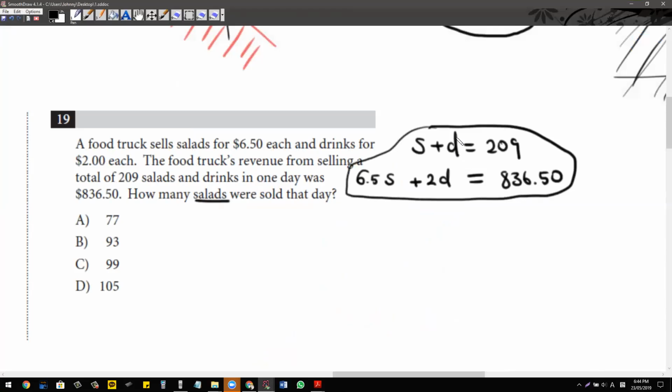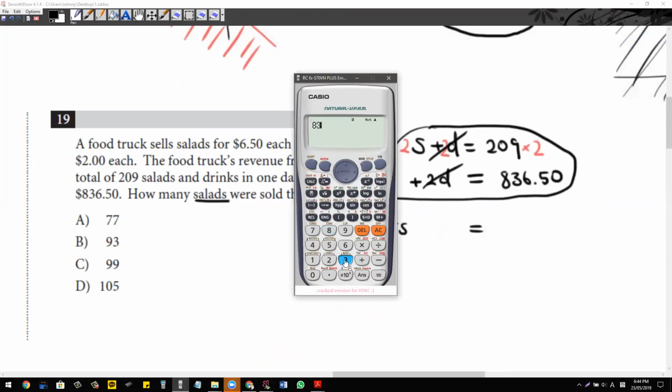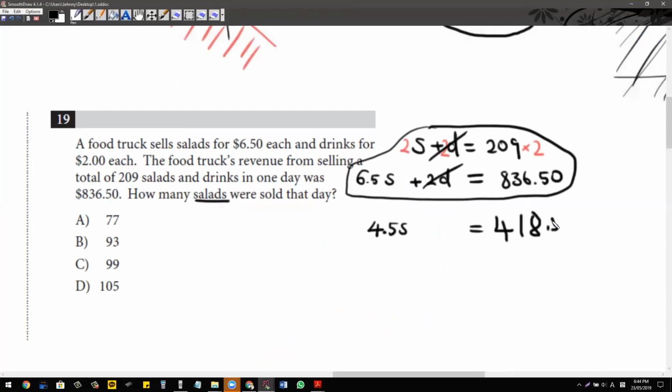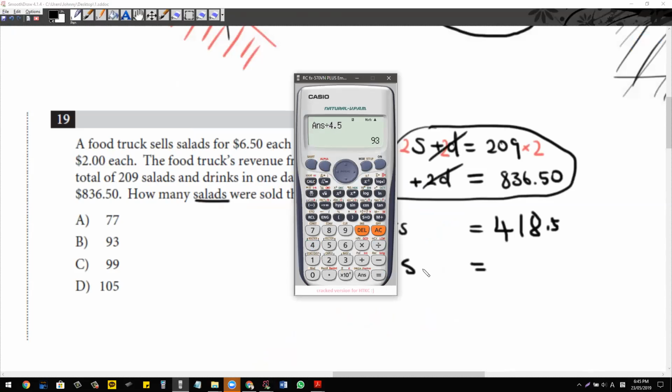That means we can just get rid of D. We multiply this by 2, and then we can cancel these two. So 6.5S minus 2S is 4.5S. 2D minus 2D is 0. This is the calculator allowed section, so 836.5 minus 2 times 209. That minus that, okay? So that's equal to 418.5. So S is equal to this one divided by 4.5, okay? 93.